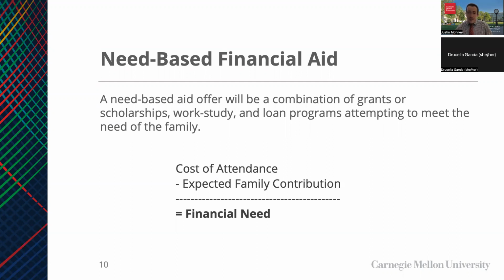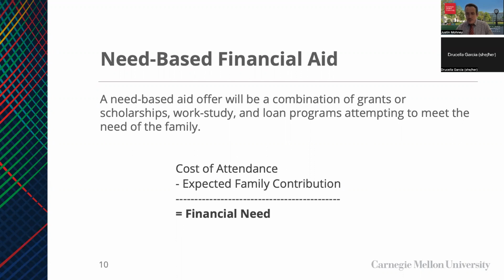Know that here at Carnegie Mellon, we are committed to meeting 100% of the demonstrated financial need for all U.S. citizens, permanent residents, and DACA recipients who are offered admission as an undergraduate. That means that we will put together a combination of the grants or scholarships, work study, and loan programs that are equal to that financial need. Not all institutions are guaranteed to meet full needs, so that's another policy to keep an eye out for as you're going through this process.